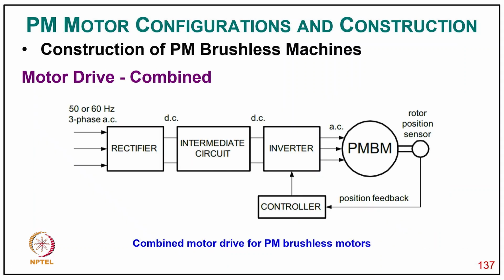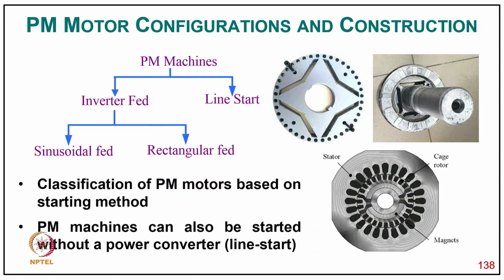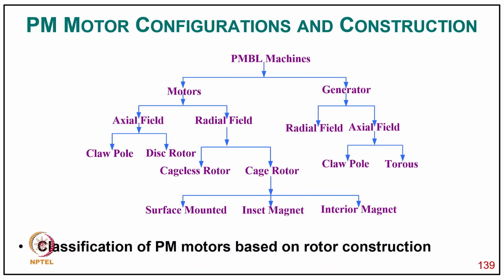So in general you have a rectifier, the inductor and the inverter, and the power feedback control for these magnet motors. And as we already classified, you can have a line start, inverter fed with sinusoidal excitation, and how the rotors are put with the flux barrier and magnet in this portion, like for line start. And this is another classification of these permanent magnet motors: the axial field, radial field, claw type, disc type, and cage-less and cage motors, like surface mounted, insert and interior. Similarly for generators also we have radial field and axial field, because nowadays we are using permanent magnet brushless generators for claw type or forest type, maybe in all the vehicles for the generating system for charging the battery.